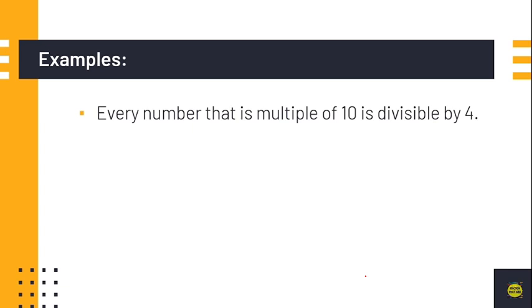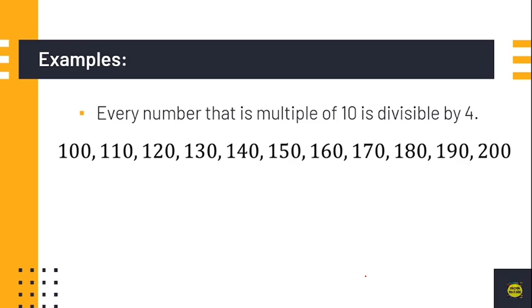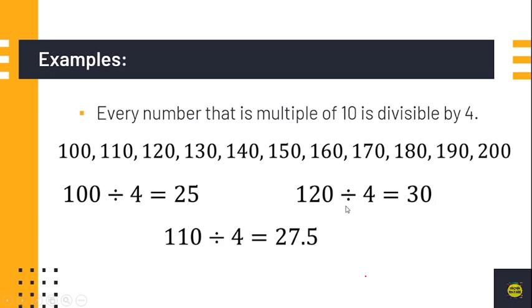every number that is a multiple of 10 is divisible by 4. Di ba? Example, 100, multiple of 10 ito. 100, 110, 120, 130, 140, 150, 160, 170, 180, 190, and 200. Multiples of 10. Then, class, is it divisible by 4? So yung 100 is divisible by 4, di ba? Tama. 120 divided by 4 is 30.